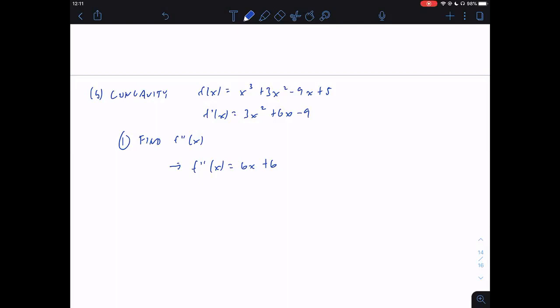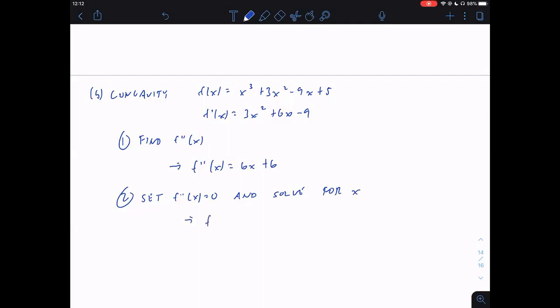Okay, second step, we got to solve for the inflection points. And to solve for the possible inflection points, we have to set the second derivative equal to 0 and solve for x. So second step, set the second derivative now equal to 0 and solve for x.